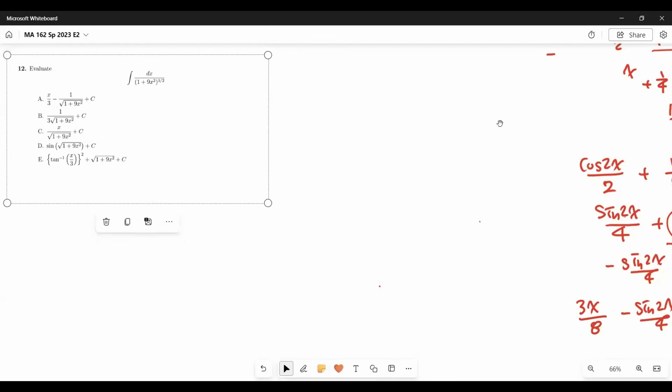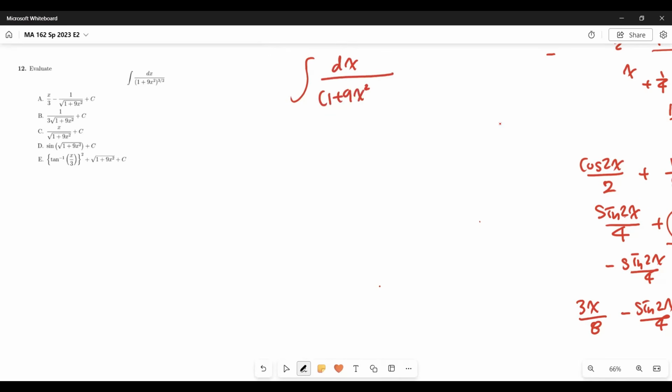Okay, this question asks to evaluate the integral of dx over (1 plus 9x squared) to the 3 over 2 power. Cool, let's write it: dx over (1 plus 9x squared) to the 3 over 2 power.